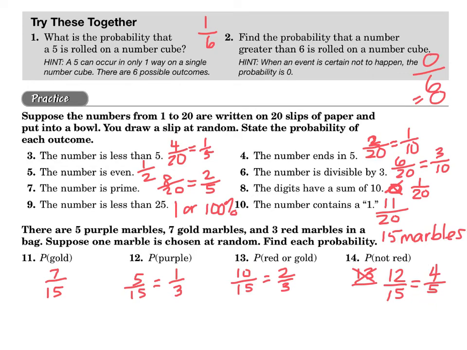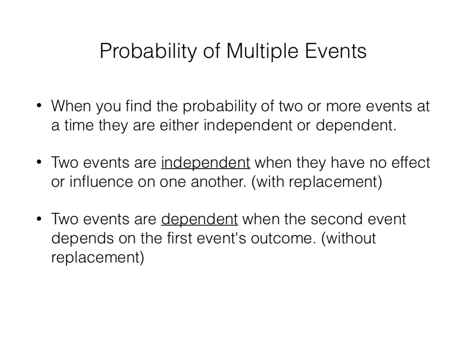Okay. Moving on to the probability of multiple events, more than one event happening at a time. So you're finding more than one event, and they are either going to be independent or dependent events. Two events are independent when they have no effect or influence on one another. That's a with replacement problem. So when two events are independent, they have no effect on each other, or we're talking about a situation where you pull a card out of a deck and then you put it back before you pull another one.